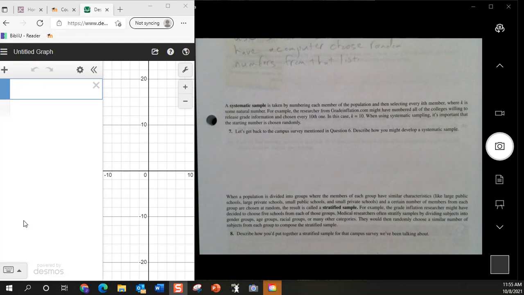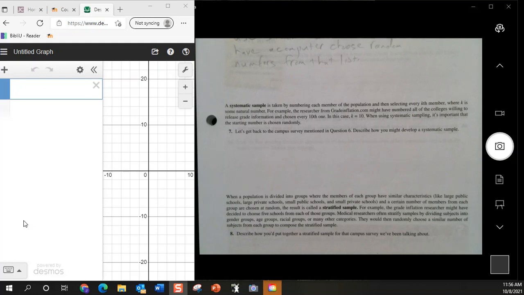A systematic sample is taken by numbering each member of the population and then selecting every kth member, where k is some natural number. For example, the researcher from gradeinflation.com might have numbered all of the colleges willing to release grade information and chosen every 10th one. In this case, k is 10. When using systematic sampling, it's important that the starting number is chosen randomly.